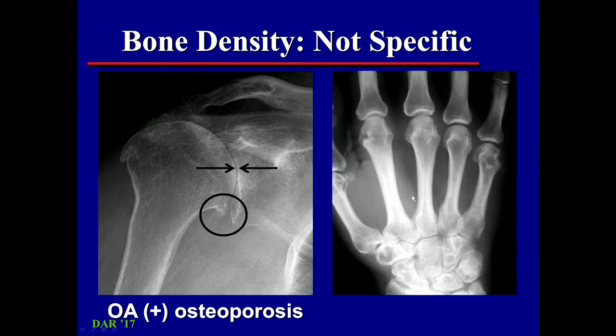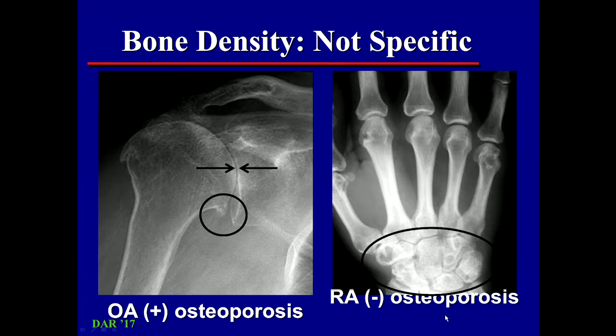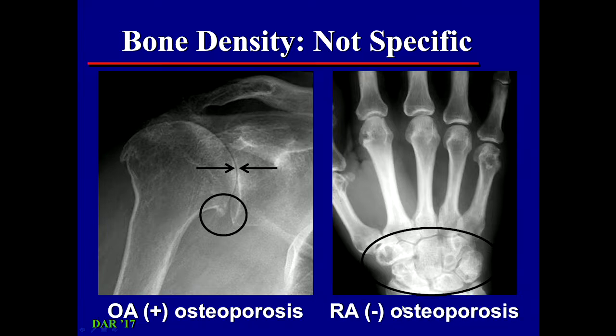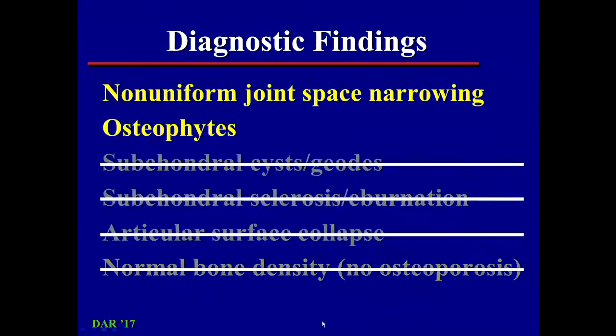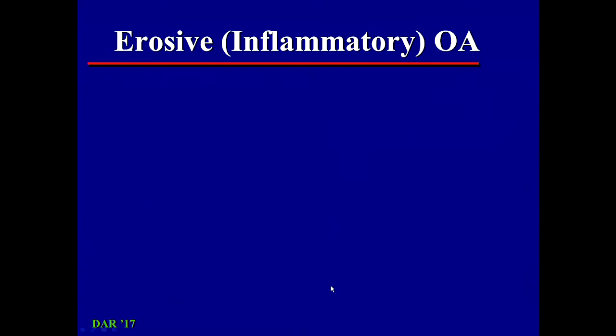On the other hand, here's a patient whose bones are super thick. I mean, these metacarpals are Louisville sluggers, yet they have erosions, no non-uniform joint space narrowing. This is a patient with rheumatoid arthritis who happens not to have osteoporosis. So whether or not you have osteoporosis really depends on whether you're continuing to use your joint or not, not necessarily on whether you have osteoarthritis or another form of arthritis. So that's not useful either.